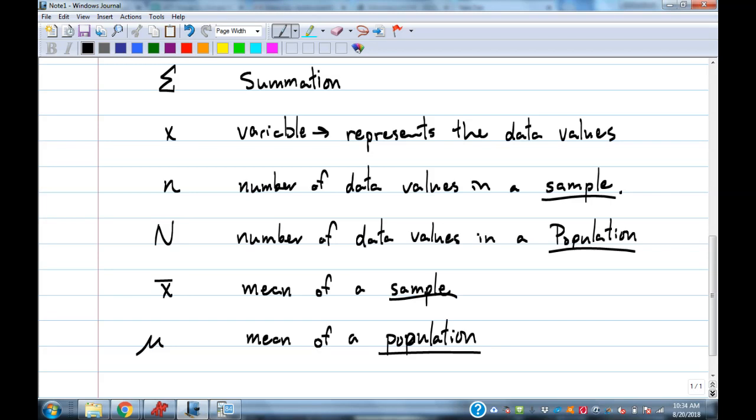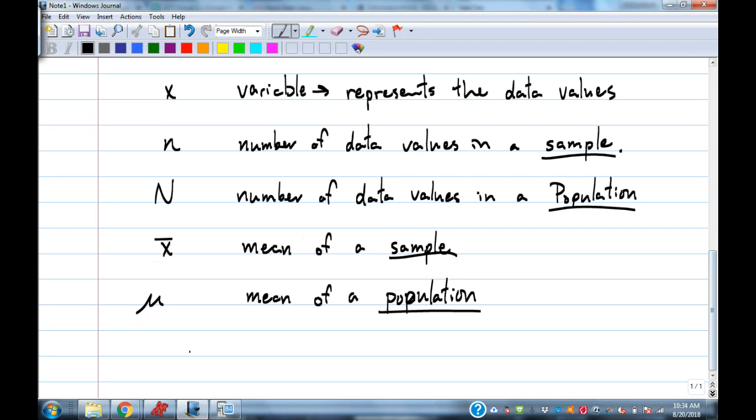Now summation, it's sigma no matter what you're talking about. X means the data values. That could be population or sample. Lowercase n, big N, X bar, mu. Those are the ones that we need to differentiate between, population and sample. So make sure you know that.